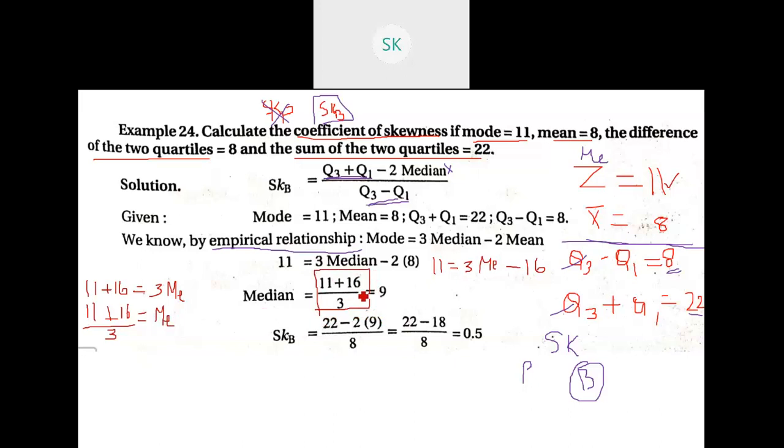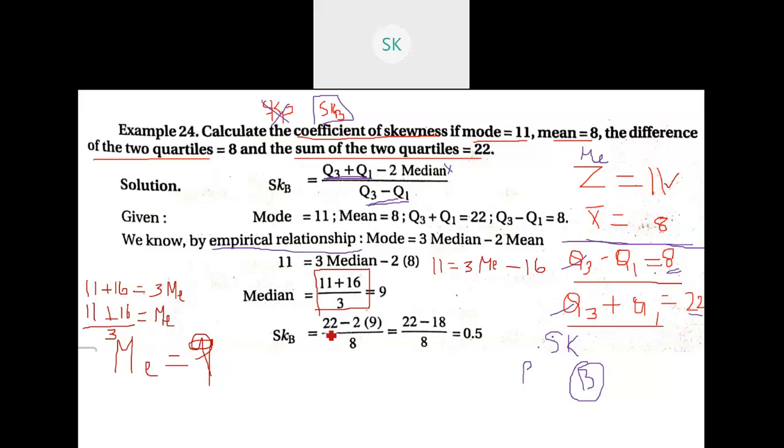Now if I solve this, 11 plus 16 is 27. 27 divided by 3 gives the value of median as 9. So now I know the value of median, I know the value of Q3 minus Q1, and I know the value of Q3 plus Q1. Now I can go on and solve for Bowley's coefficient of skewness.